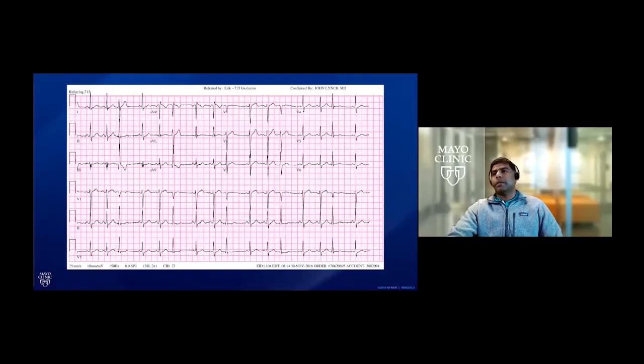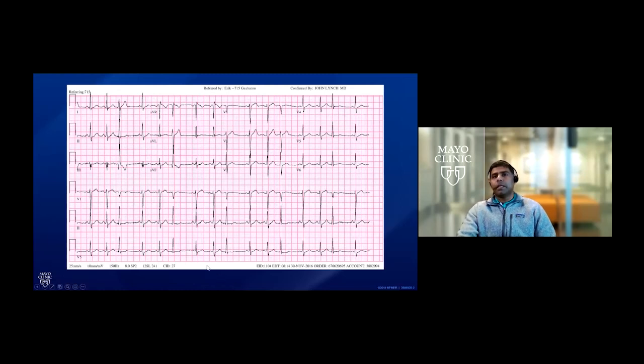Definitely, Sam. I'll bring up my screen. Okay, so this is a case of a young 25-year-old patient with a lot of palpitations. He has frequent palpitations, and this is his 12-lead ECG.